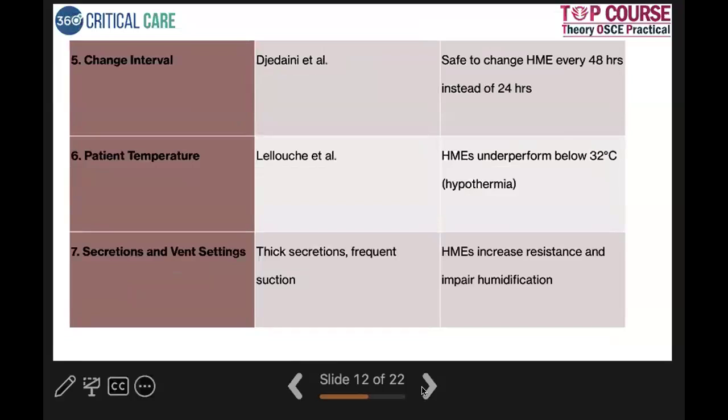And when should we change the HME? Usually, it is safe to change every 48 hours instead of 24 hours. You can even continue up to 7 days if it is not soiled, but it is not suggested. So, it is better to change every 48 hours. And don't try to use HMEs in a patient who is hypothermic, that is below 32 degrees Celsius. And if the patient is having thick secretions and prolonged ventilation, avoid HMEs. Okay.